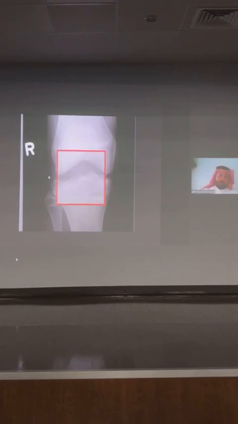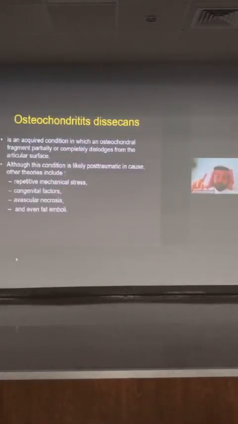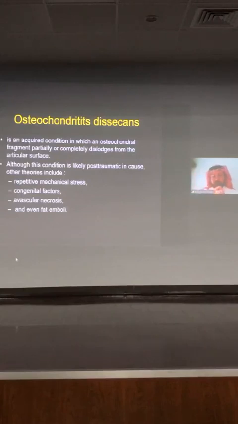Now, osteochondritis dissecans is a bit difficult to understand, especially if you're a junior resident and have not been exposed to this kind of entity before. It is an acquired condition in which an osteochondral fragment is partially or completely dislodged from the articular surface. Just to keep it in simple words, it is an acquired condition. The patient is not born with it. What happens is that the bone and the cartilage in that part are partially displaced in this area.